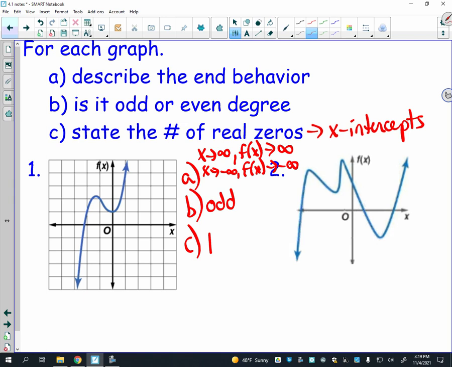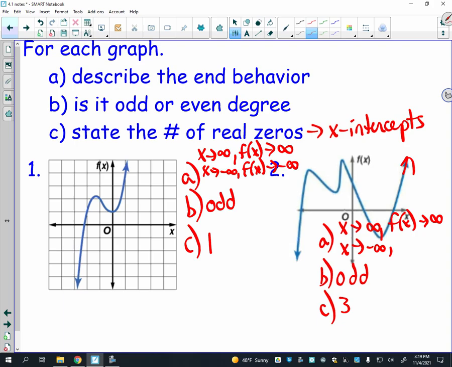What about this one? This one's also odd. That's part B. How many zeros are there? 1, 2, 3. And again, I think this one's going to be the same, right? I should have given you a different one. So this one's going to be as x goes to infinity, f of x is also going to infinity because the right side's going up. And as x goes to negative infinity, as x gets smaller, the left side is also going down, so negative infinity.